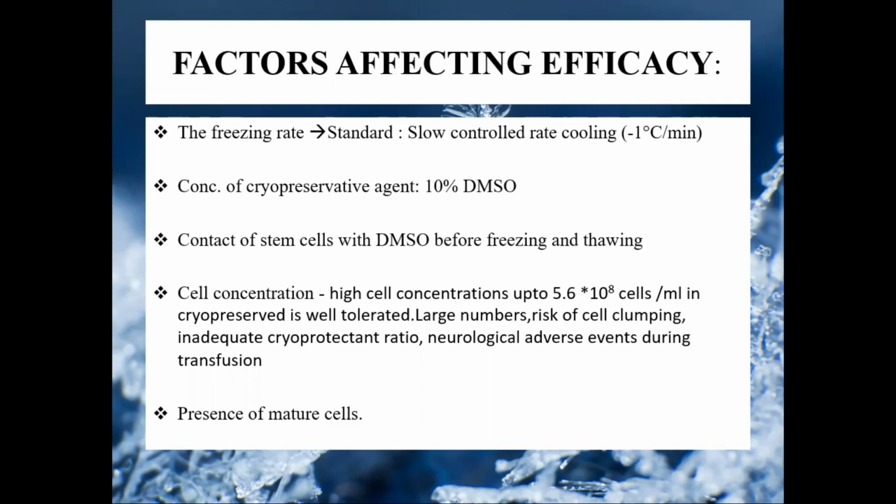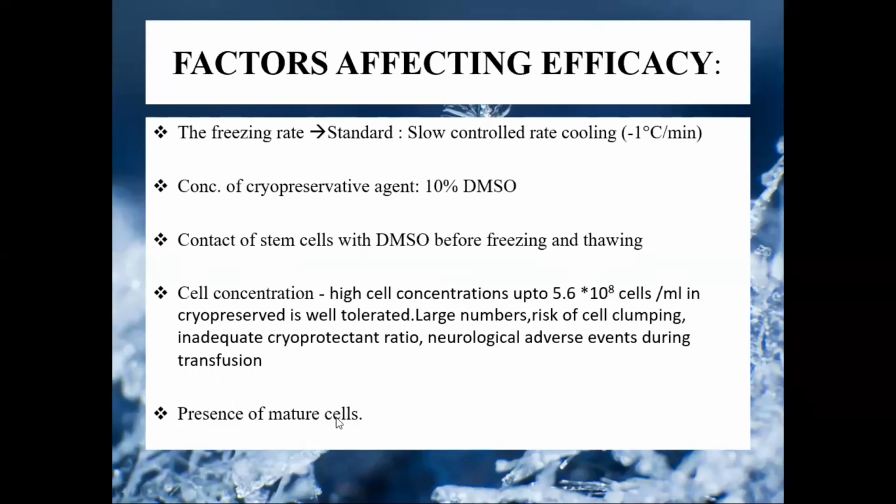Thawing usually requires around 5 to 8 minutes. The transfusion rate is 10 to 15 ml per minute. Usually the transfusion has to be completed within 20 minutes. Understood? So the DMSO contact has to be reduced because if prolonged DMSO contact is there, it will affect the viability. High cell concentration, up to 5.6 x 10 to the power 8 cells cryopreserved, is well tolerated. If it is more than that, or if cell contamination is there, like granulocytes or other cells, high concentration can affect the viability because with more cell concentration, the cryoprotectant ratio will not be adequate. So it will affect the viability.